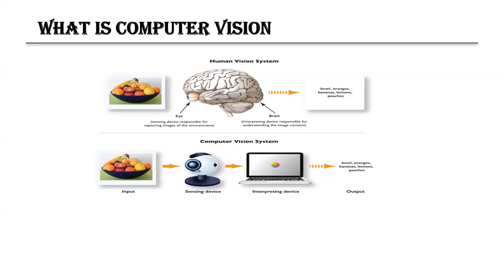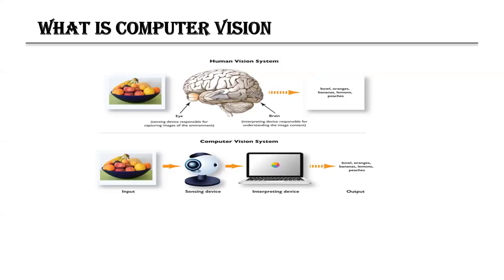So here you can see the computer vision system, how it works. That's why I'm going to say that this is one of the best AI applications, that is computer vision in deep learning. So here we have an input. As a sensing device, we have some cameras. We are continuously passing the inputs to our interpreting machines by capturing the videos or images by the cameras, and the system is going to generate.